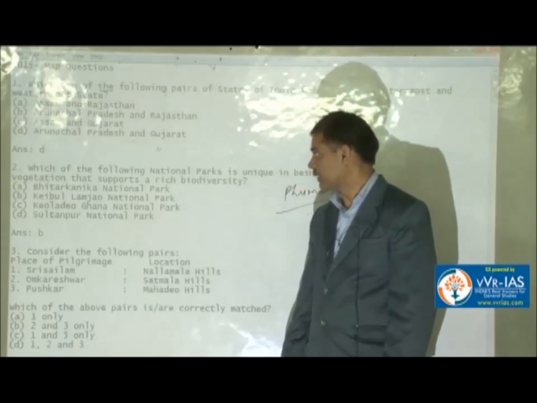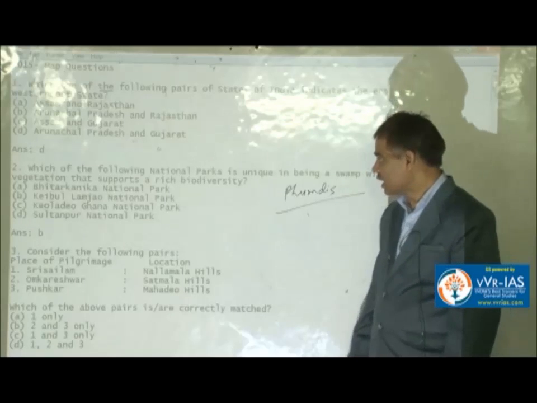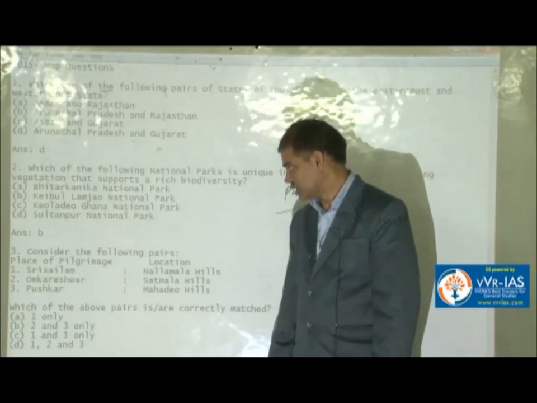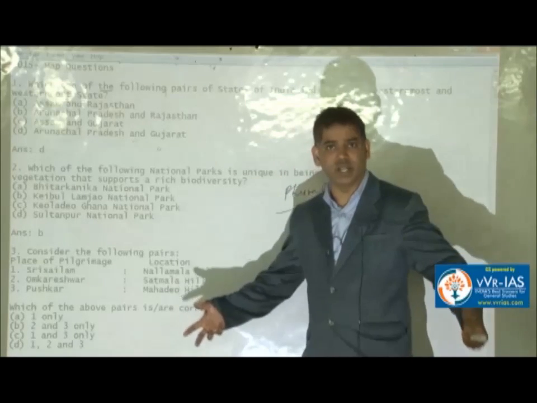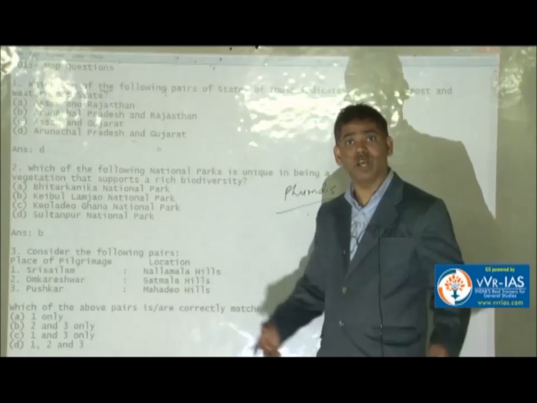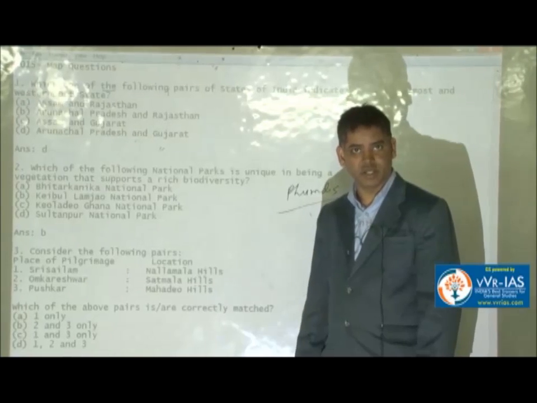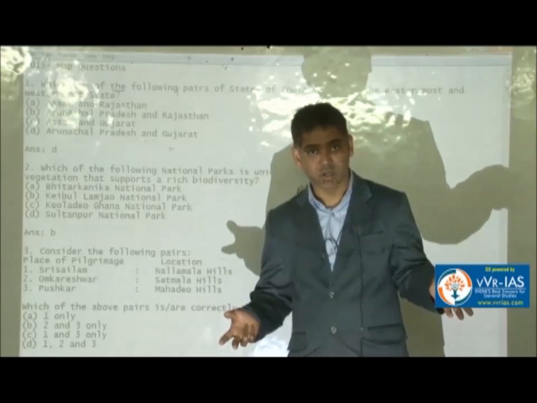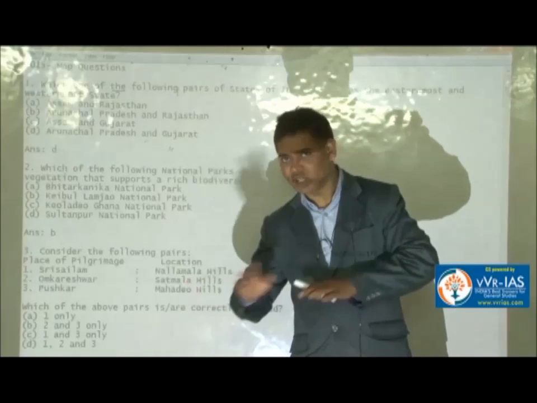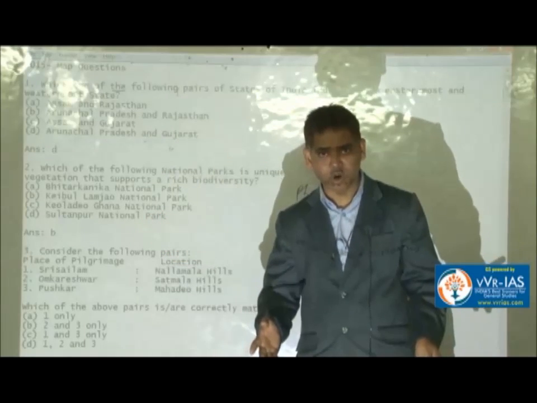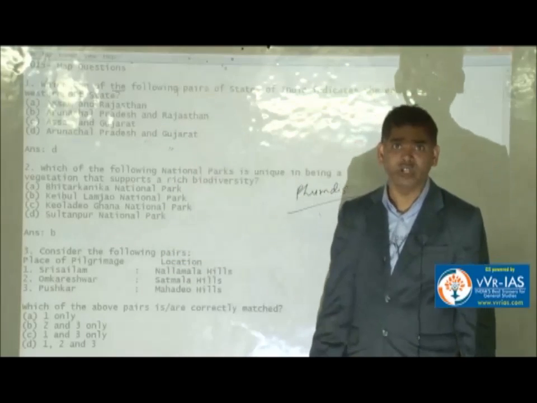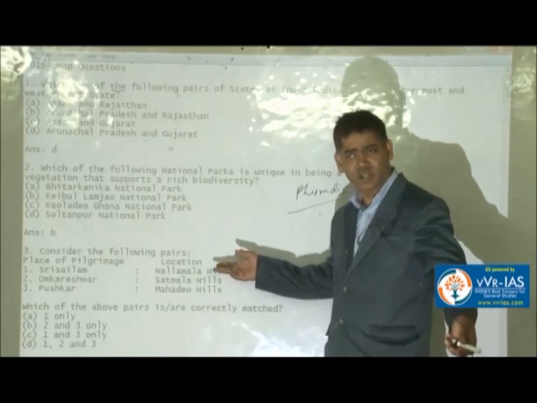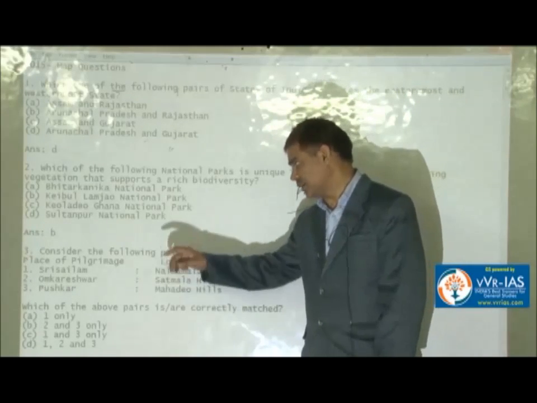Now you see the next question. Consider the following pairs. Place of pilgrimage: Srisailam. Where is it located? There may be people from Andhra Pradesh who know it is in Kurnool district. But simply knowing the Kurnool district is not sufficient. You need to know the name of the mountains in Kurnool district. The name of the mountain in Kurnool district is the Nallamala Hills. So this is the correctly matched item.